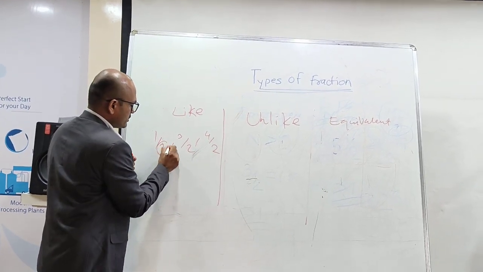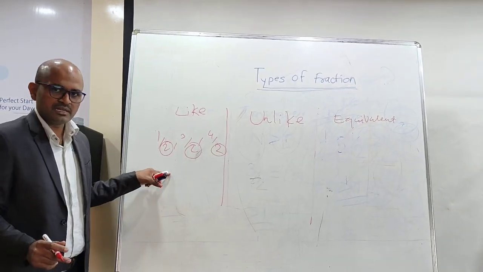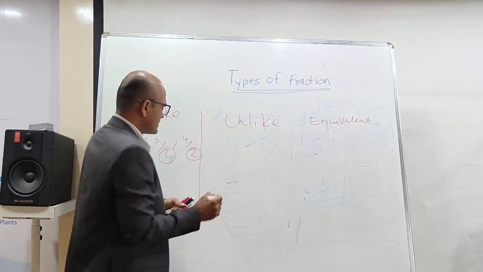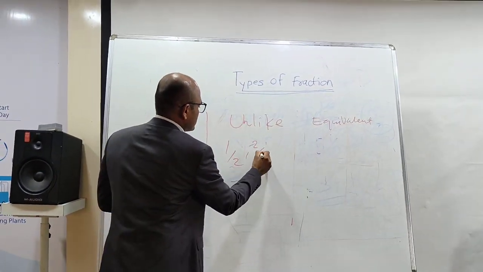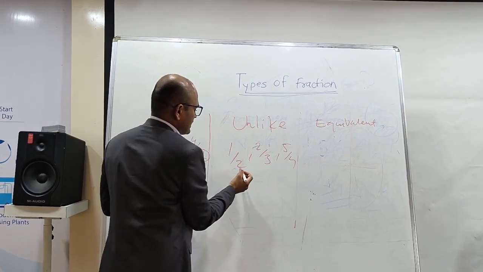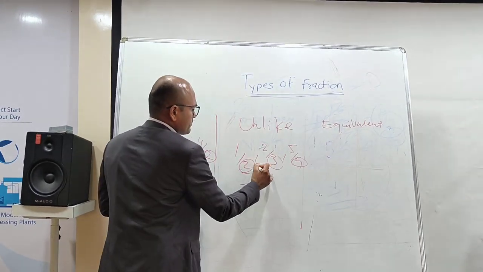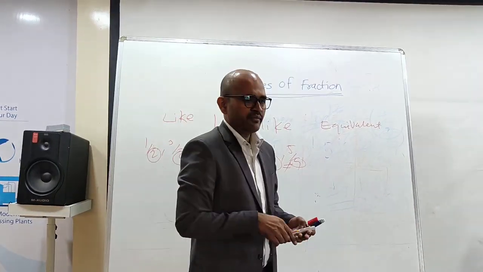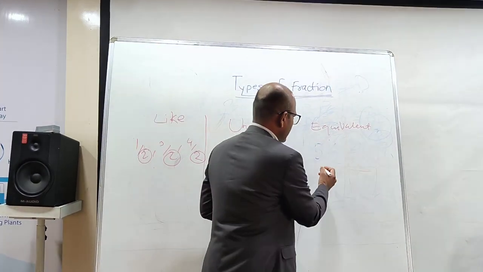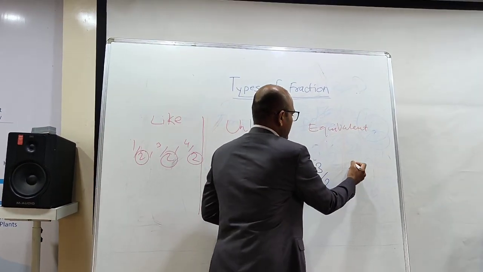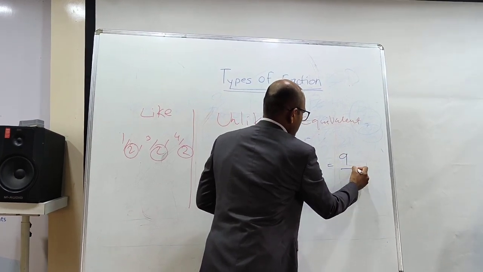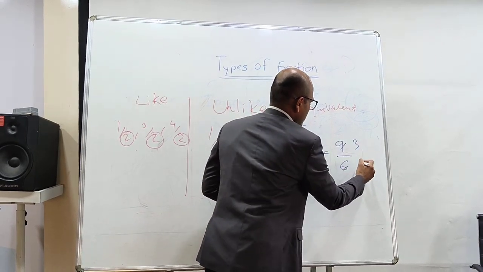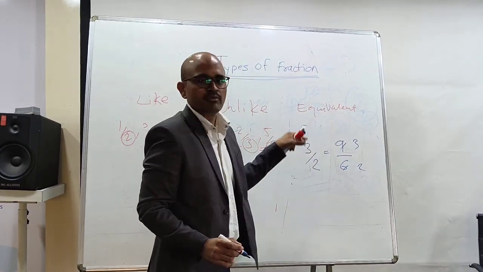Like means the denominator is always the same, like 1/2, 3/2, 4/2. The denominator is the same, so it's a like fraction. Unlike is the exact opposite. If your denominator is not the same, like 1/2, 2/3, 5/4, then it's an unlike fraction. Equivalent: if you simplify, the results are the same. Like 3/2 and 9/6. You simplify 9/6 and get 3/2. These are equivalent fractions.